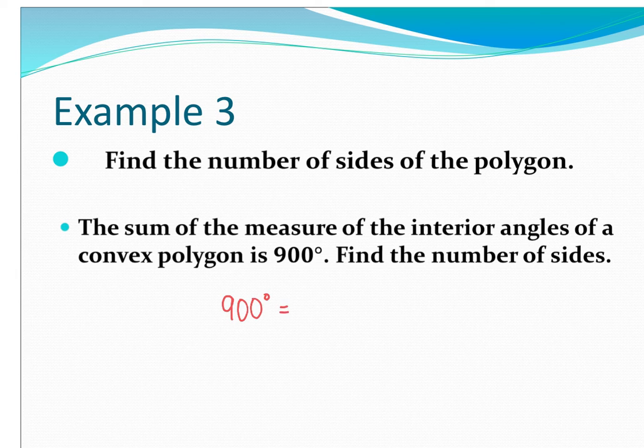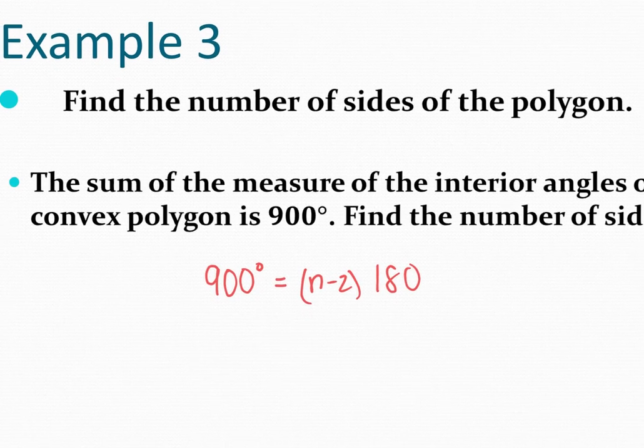We should set that equal to what? Something to do with 180. What don't we know? N minus 2. So n minus 2 times 180 has to equal 900. Do you guys agree? Yes. So what are we going to do to solve for n? Because that's what we need to figure out.